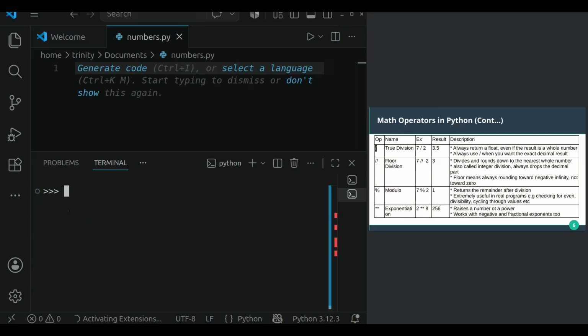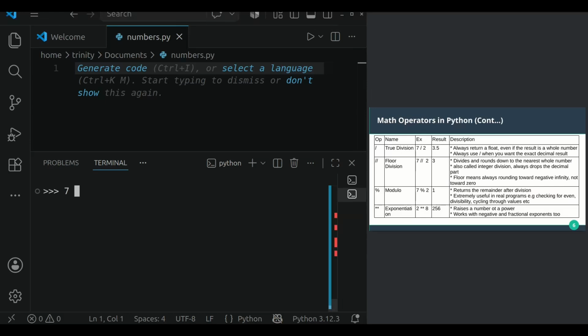Next, what we have is the floor division. The floor division symbol is the double slash, and it divides and rounds down to the nearest whole number. The floor division is also called an integer division. That is because it always drops the decimal part. Floor in this case means that it always rounds down towards negative infinity and not towards 0. Now let's look at this in practice.